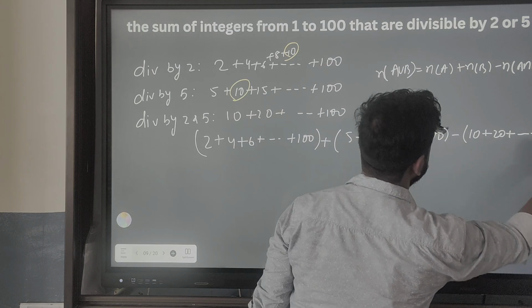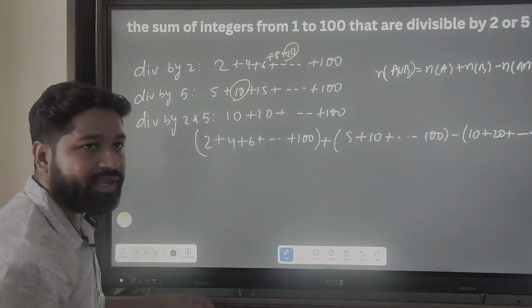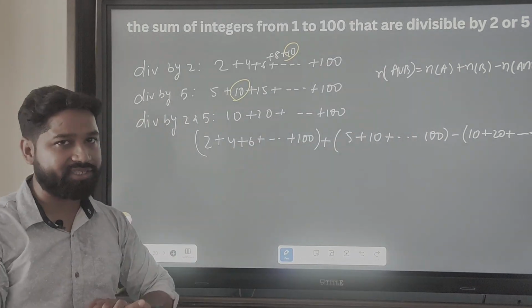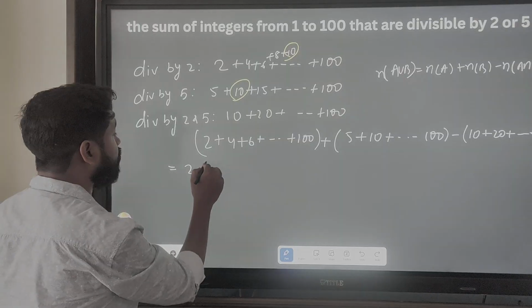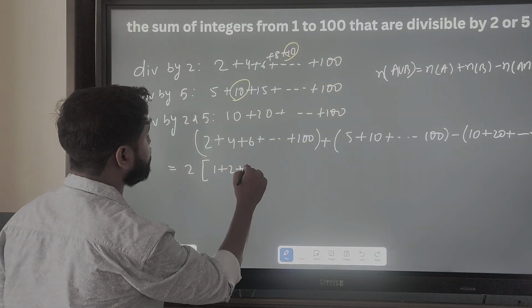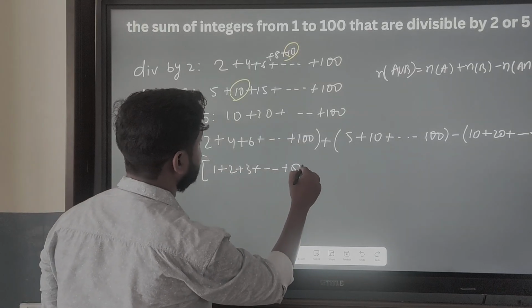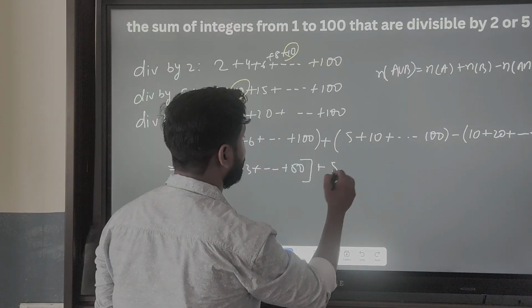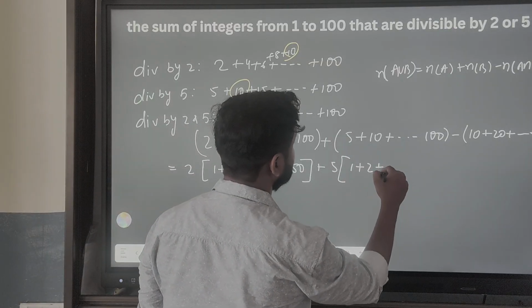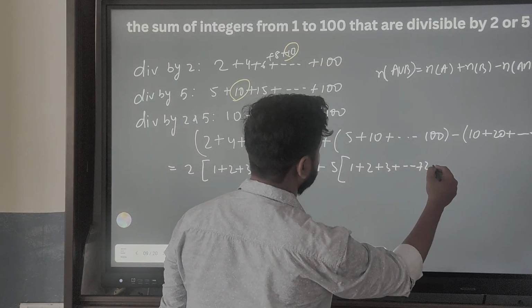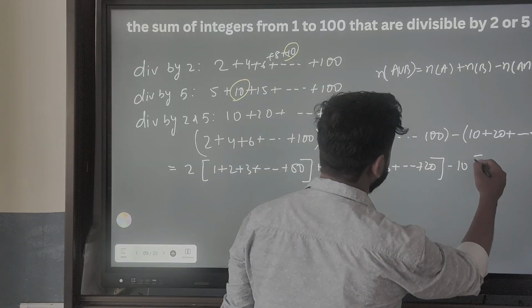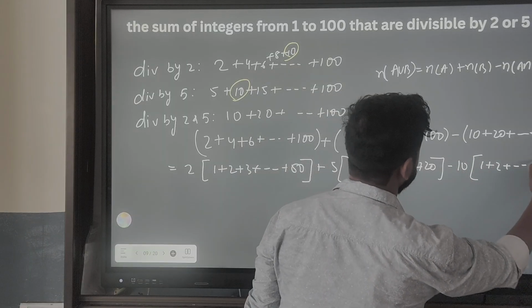Right, now we can see one thing. Okay, sir, now we got to know one thing. That's an AP. Yes, for sure that's an AP. But what can we take 2 common? What it will be? 1 plus 2 plus 3 plus dot what? 50. Now if we'll take 5 common, what it will be? 1 plus 2 plus 3 plus dot till what? 20. If we'll take 10 common, what it will be, sir? 1 plus 2 plus dot 10.